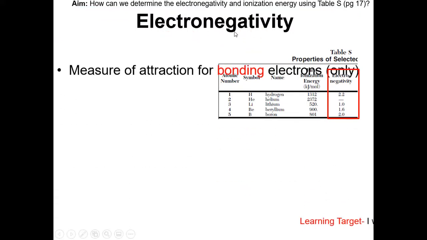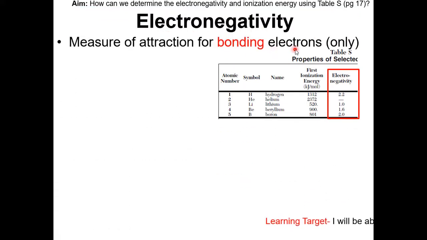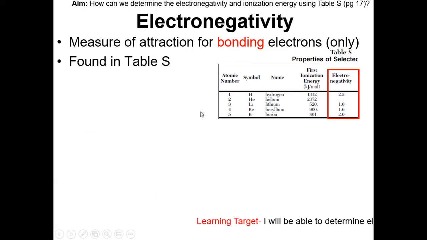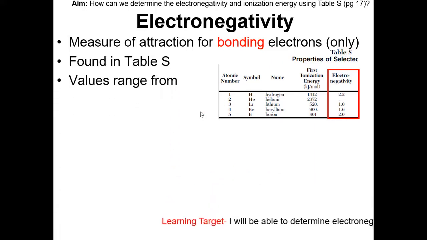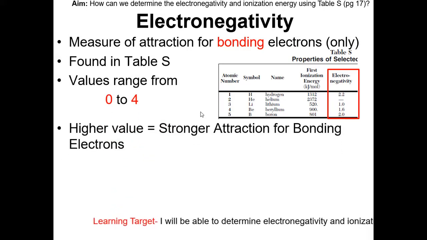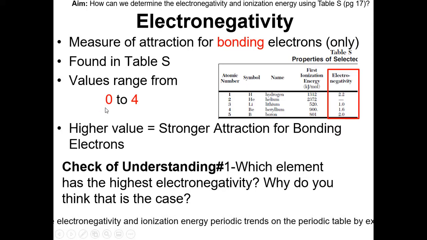Electronegativity is the measure of attraction for bonding electrons only. The values of electronegativity can be found on Table S for each element. The values can range from 0 to 4. The higher the value of electronegativity, the stronger the attraction for bonding electrons. So a 4 means very strong electronegativity, while 0 means very weak electronegativity.